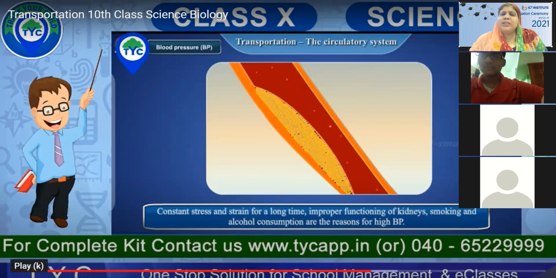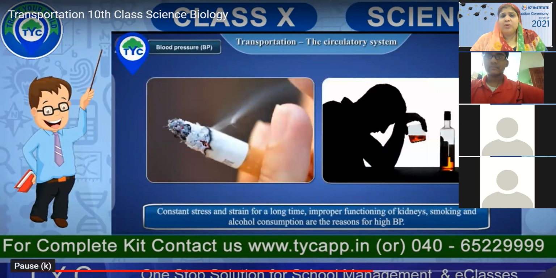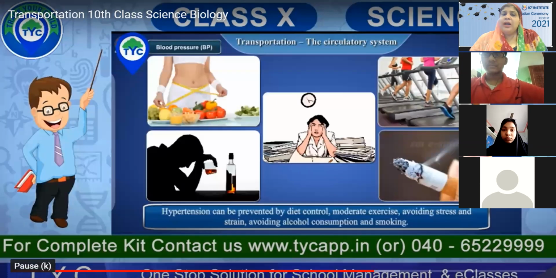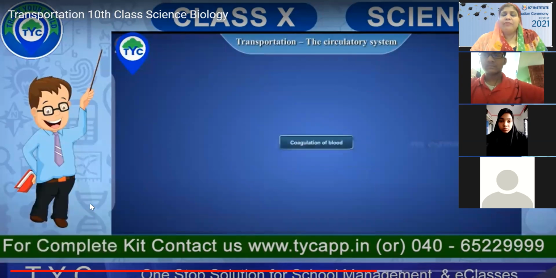Then constant stress and strain for a long time, improper functioning of the kidneys, smoking, and alcohol consumption are some of the reasons for high blood pressure. People who don't have a proper lifestyle and are always in stress are at risk. Smoking is also very dangerous, and so is alcoholism, for those who have the habit of drinking. These are all very dangerous, and hypertension can be prevented by diet control, moderate exercise, avoiding stress and strain, and avoiding alcohol consumption and smoking. Everyday walking exercises are very important.